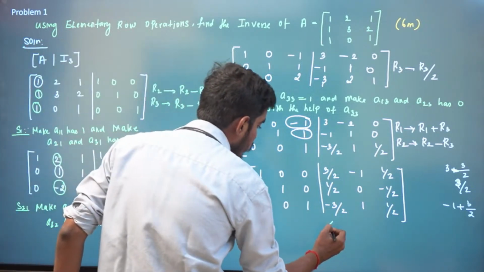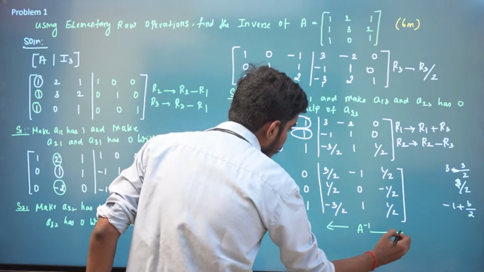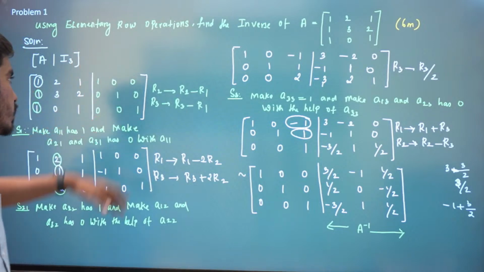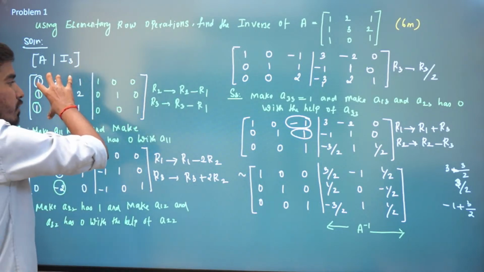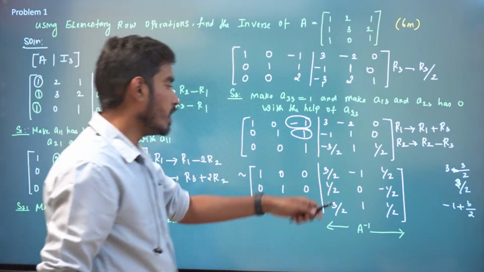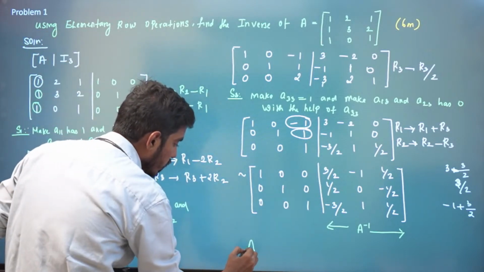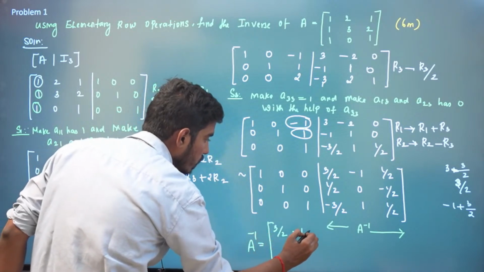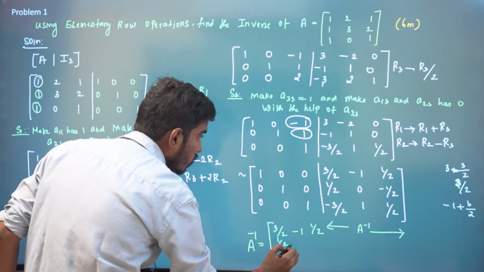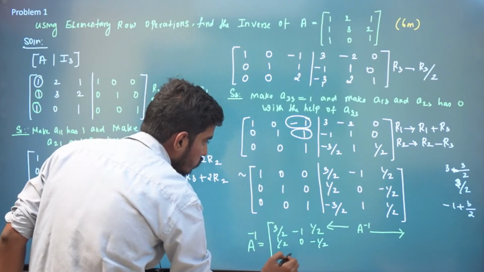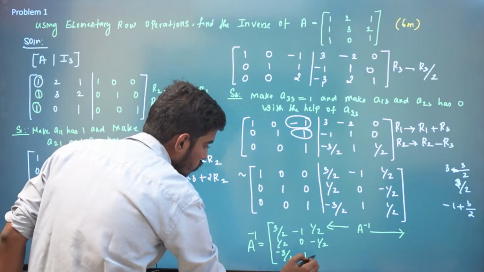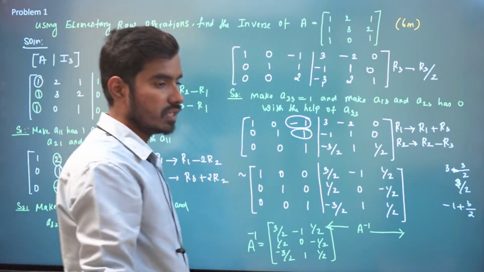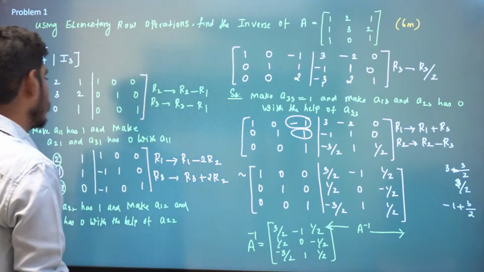This is the Gauss-Jordan method. This matrix is given by A inverse, right? So you have to write A comma I3. You have to make this an identity matrix. The same operation you have to do here also. So this matrix will be the inverse of the matrix. So A inverse is given by 3 by 2, minus 1, 1 by 2, 1 by 2, 0, minus 1 by 2, minus 3 by 2, 1, 1 by 2. This is the inverse of the matrix without using the formula, using elementary row operations.